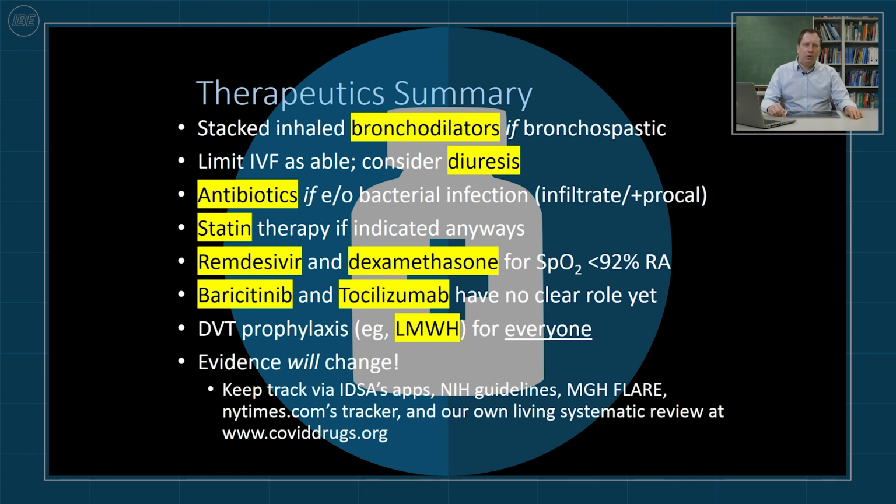And then most importantly, the evidence will change. Keep track by the IDSA's apps, the NIH guidelines, the MGH FLARE service, the New York Times treatment tracker, and our own living systematic review at www.coviddrugs.org.